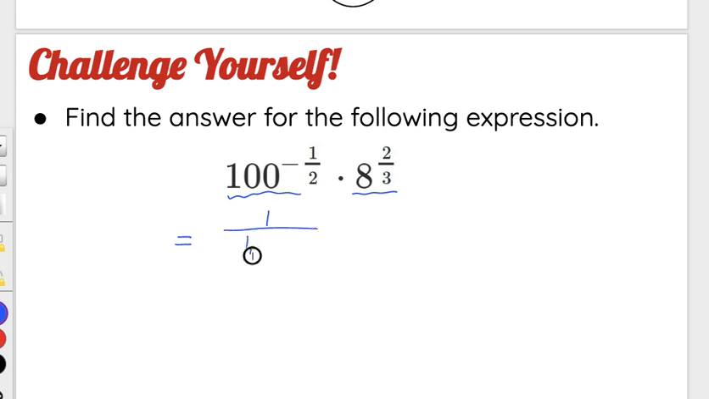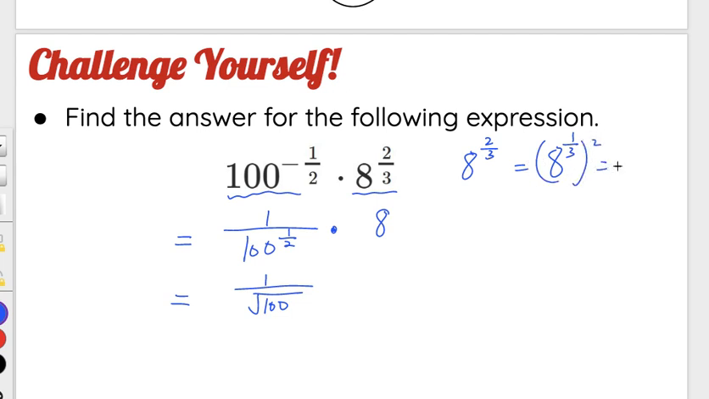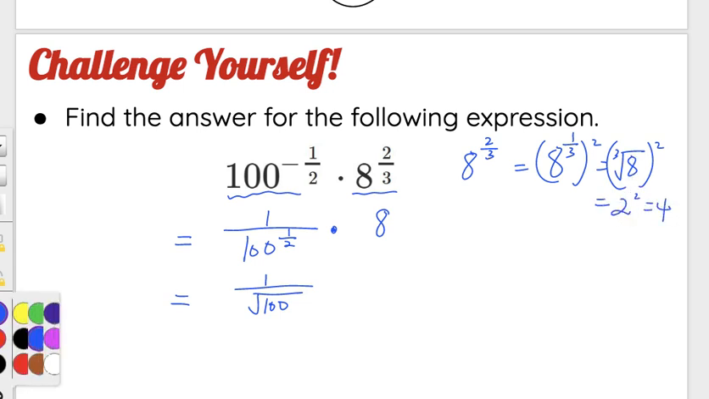So I'm going to rewrite this one as 1 over 100 to the 1/2. And this one, as you know, 100 to the half power means square root, right? So I know it's going to be like that. We'll leave it here and then come back to this part. This part, as we mentioned before, let's write down the side notes here. We can deal with 1/3, then 2. This is the cubic root of 8, then square. The cubic root of 8 is 2, and 2 squared is 4. So we know the answer here is 4. So I just carried the 4 here.